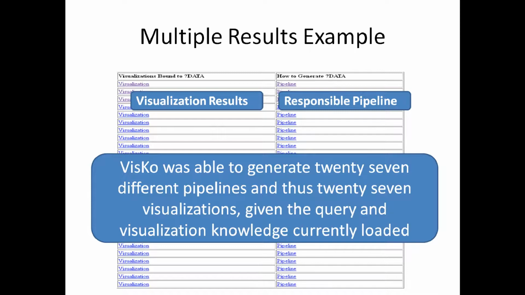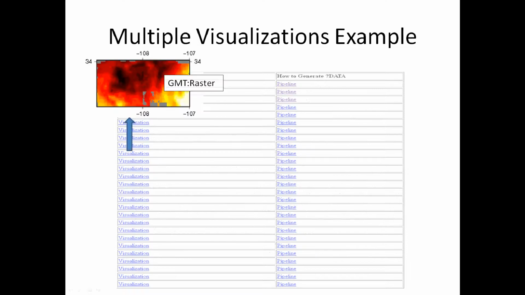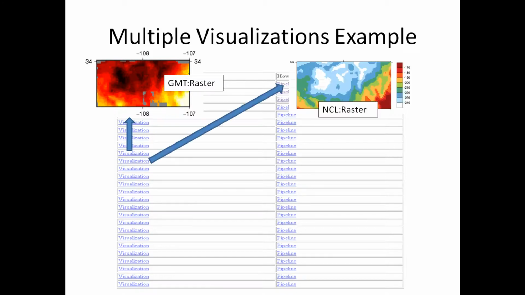Each row in the table corresponds to one of the unique visualization results, where the left column contains a link to the visualization and the right-hand side contains a link to the corresponding pipeline that generated the visualization. If we click on a visualization link, we are provided with the visualization of our input gravity data. In this example, a raster map using operators from the GMT visualization toolkit. Clicking on another result presents us with yet another raster map, but this particular map was generated using NCAR Command Language operators, abbreviated as NCL.